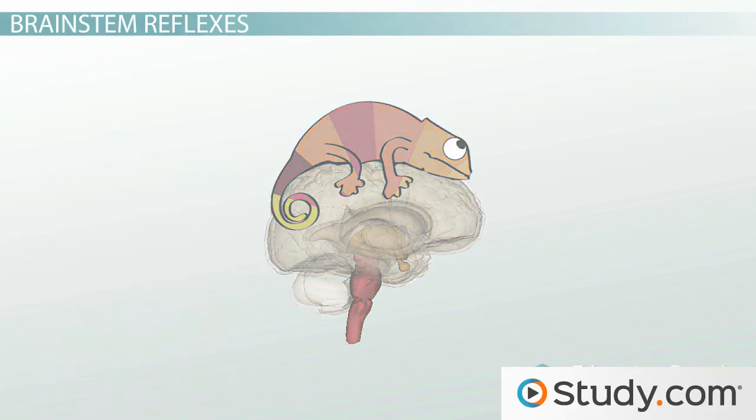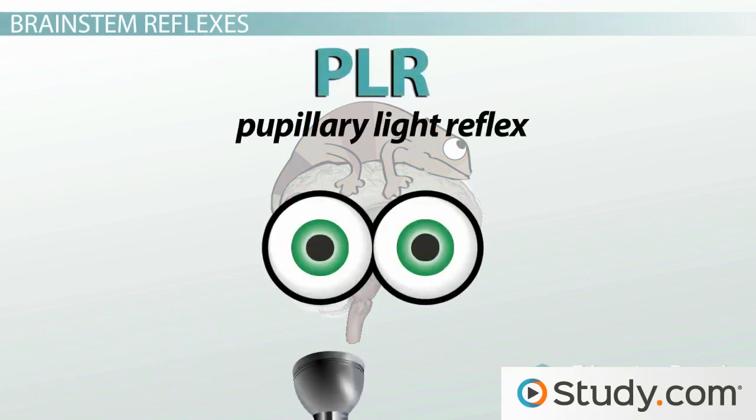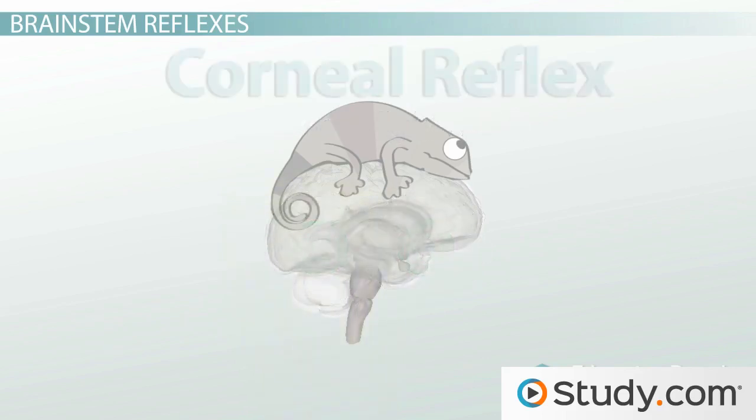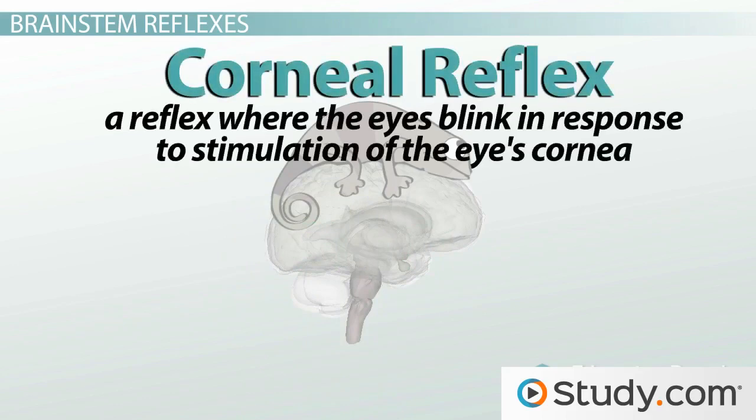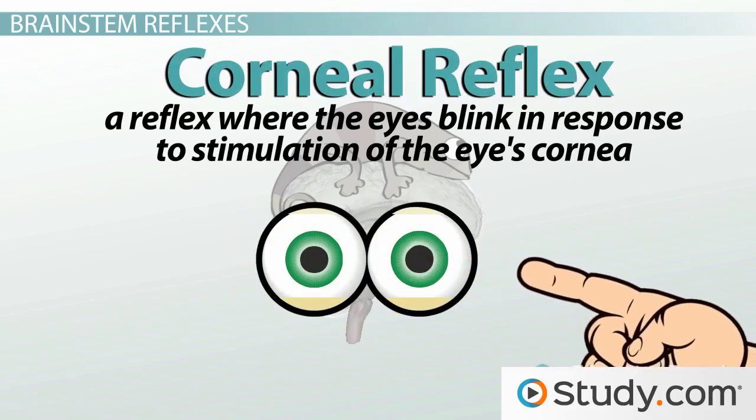Brainstem reflexes that may be tested include the PLR, or pupillary light reflex, which is where a light shown into a healthy person's eye should cause that eye's pupil to constrict. The opposite pupil will also constrict. You've certainly had this test done to you by your doctor. The corneal reflex is a reflex where the eyes blink in response to stimulation of the eye's cornea. You've experienced this reflex if someone jabbed you right in the middle of your eye. Try not blinking when that happens.